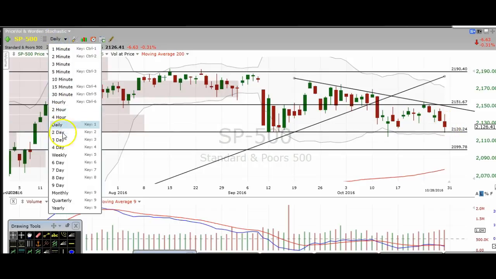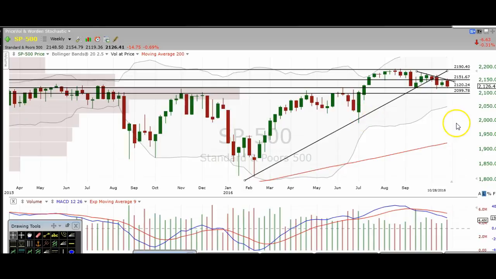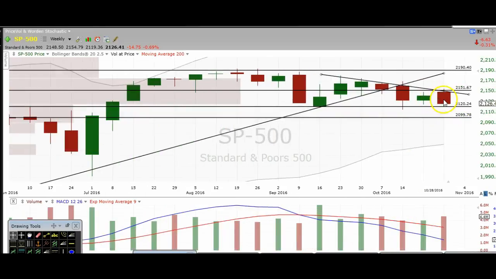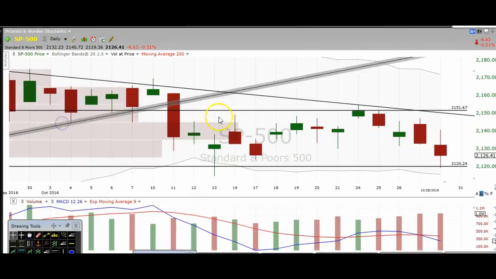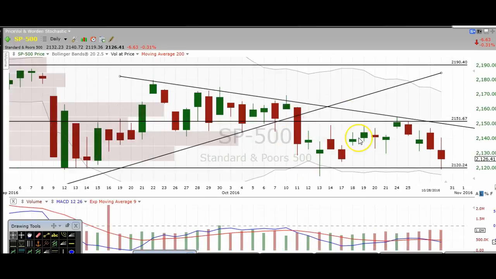So we'll look at the weekly candle that we formed right here, and you can see that's a bearish engulfing candle right here. Another thing I want to mention here is that the weekly MACD has been heading downward this entire time. Okay, so moving averages, price, everything is pointing down here.